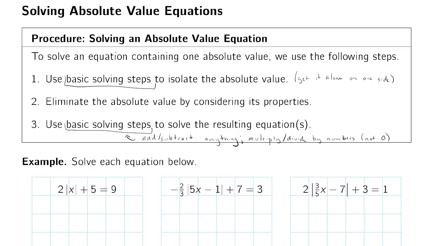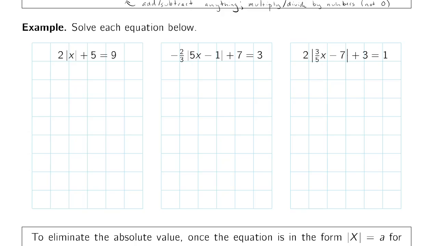So with this procedure in mind, isolate the absolute value, get rid of the absolute value, and then do any remaining solving work. Let's take a look at some absolute value equations, that is, equations in which absolute values appear. So here we have 2 times the absolute value of x plus 5. So I'm trying to isolate this absolute value. I need to get rid of the 5, so I'll subtract 5 on both sides.